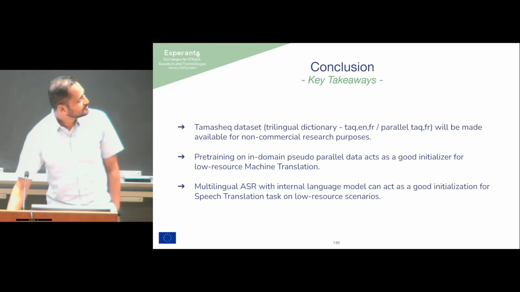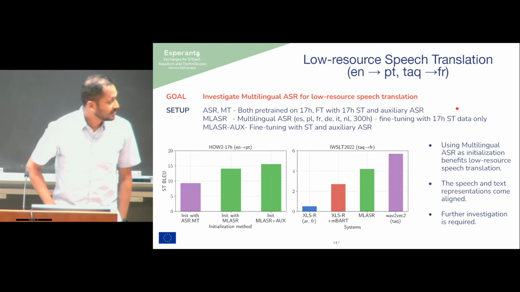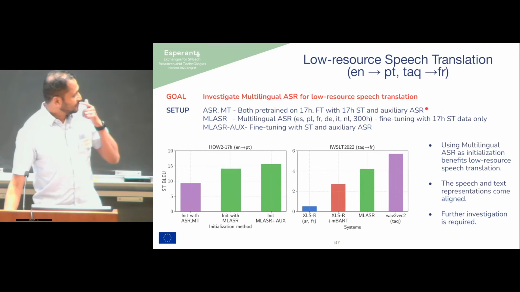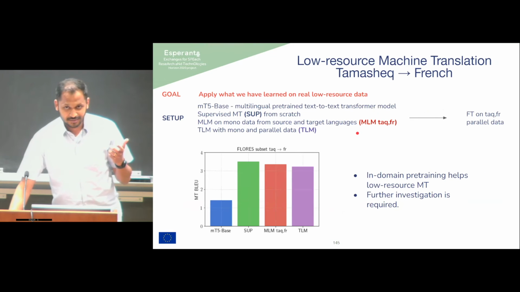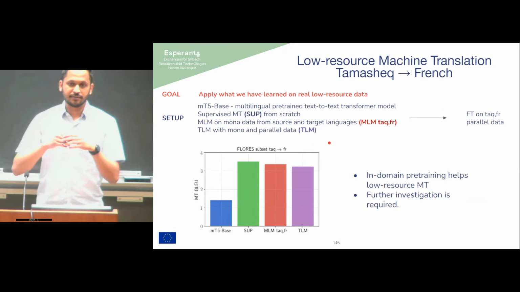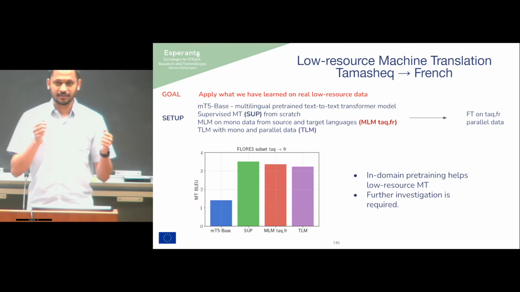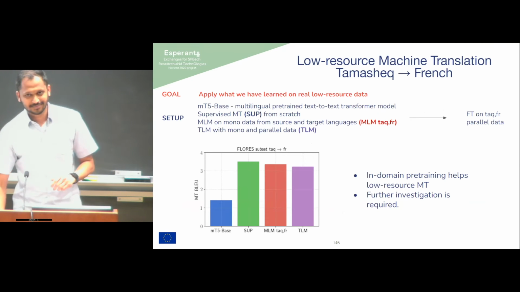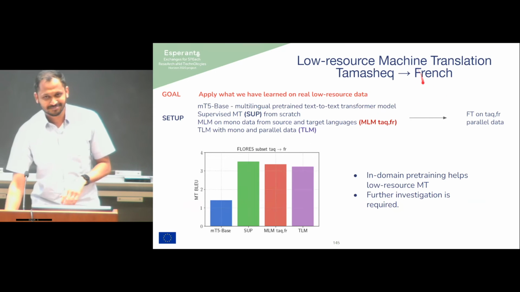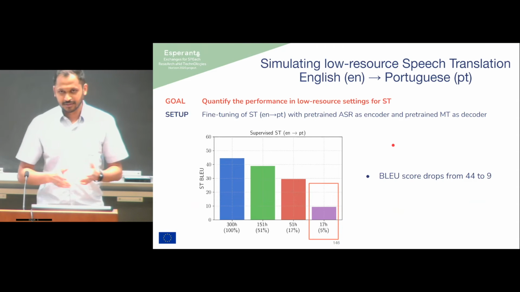Can you go back? Do you have also the French results? We do have results for speech machine translation only. No synthesis. Not for speech translation, because we don't have Tamashek text from French speech, but we have machine translation results in the opposite direction. But they are about the same, because we do not have Tamashek text to start with.